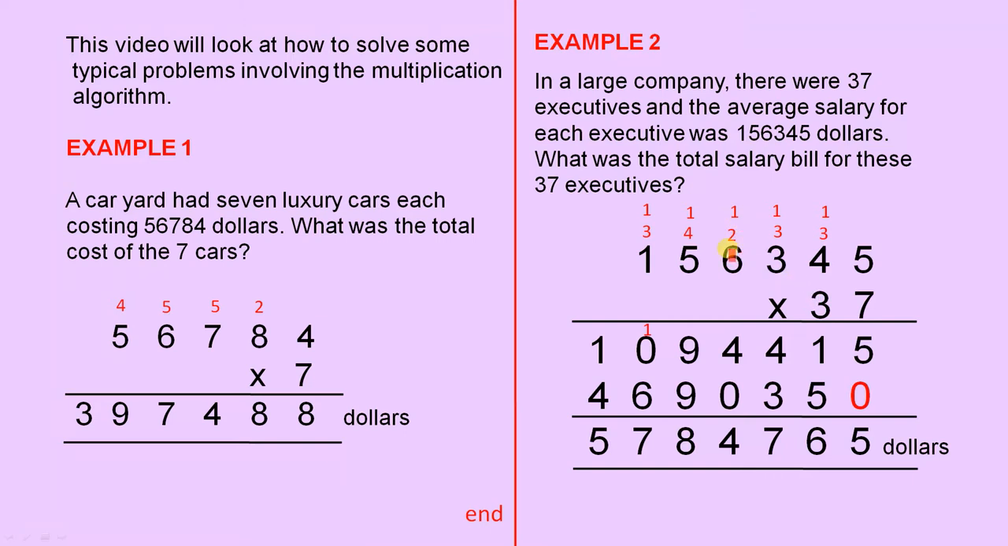3 sixes are 18. Plus 1 is 19. There's the 9 and there's the 1. 3 fives are 15. Plus 1 is 16. There's the 6 and there's the 1. And 3 ones are 3, plus 1 is 4. So when we add all those numbers together, we get a total salary bill of $5,784,765.